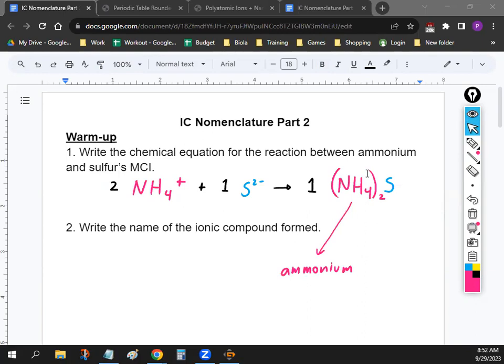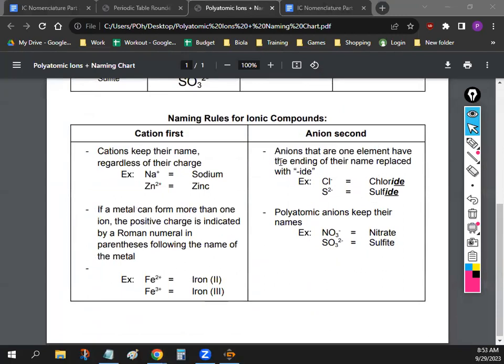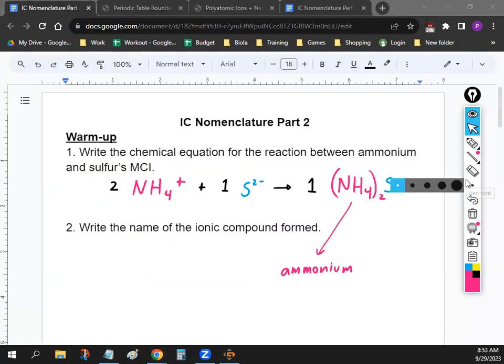And then for the anion, we have to figure out if it comes from the periodic table or from the polyatomic chart. So anions from the periodic table, we change their ending, but polyatomics we keep the same. Well, sulfur's from the periodic table, so we change the ending to sulfide. So this compound is going to be ammonium sulfide. And there you go. That's pretty much what we covered last time.